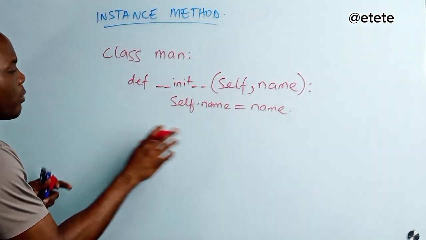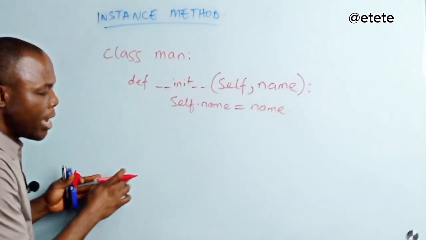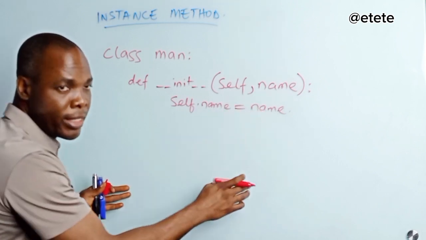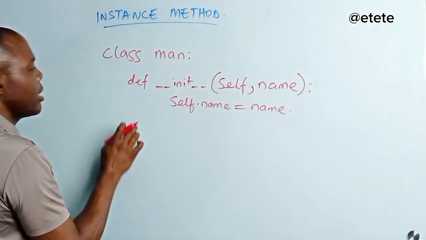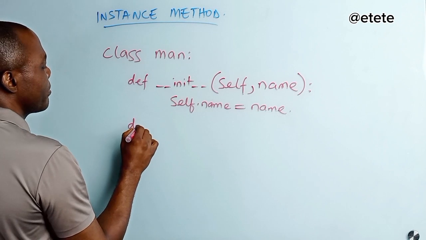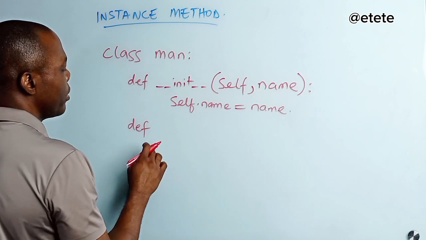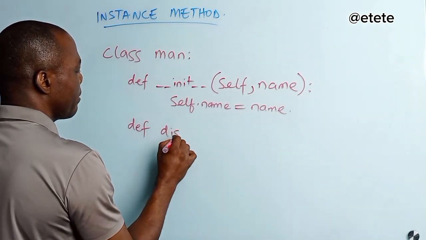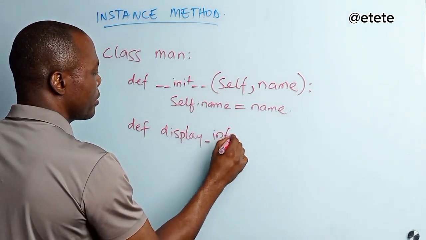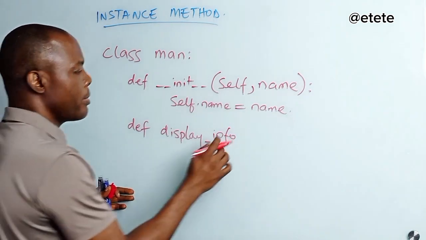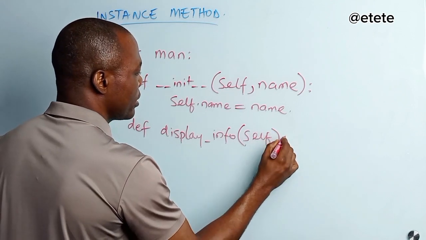Before, what I would have done would have been to create an object, and then I would say print. I would use that object to access this name and print it out. Now I don't want to do that. I want that action to take place inside the class. So I will come here and I will say define, right? What name will I call it? I will say display underscore info. Display info. This is the method name. And then here I will say self, and then I will close it.